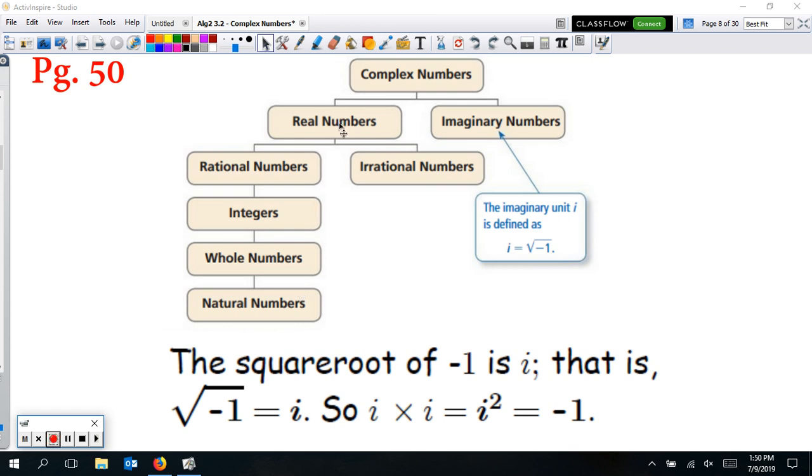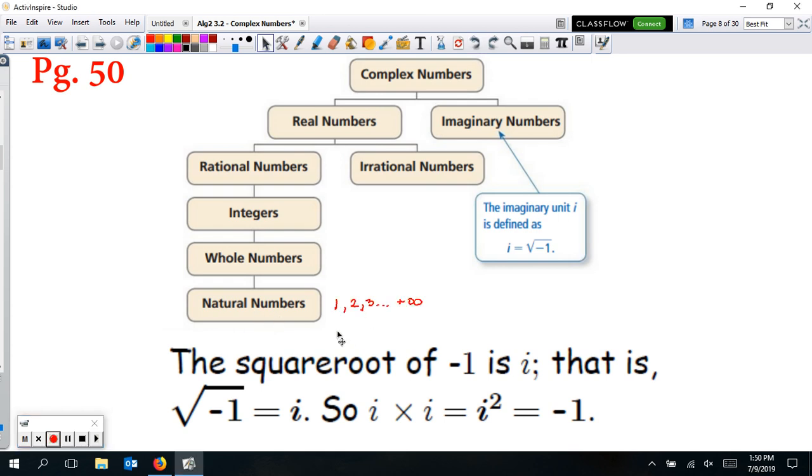And real numbers break into two parts here with rational numbers and irrational. There's nothing else under irrational, but under rational numbers we find our integers, our whole numbers, and our natural numbers. So let me just go over these, and you can just write these down. What are these all about? What is natural numbers? You may have forgotten.